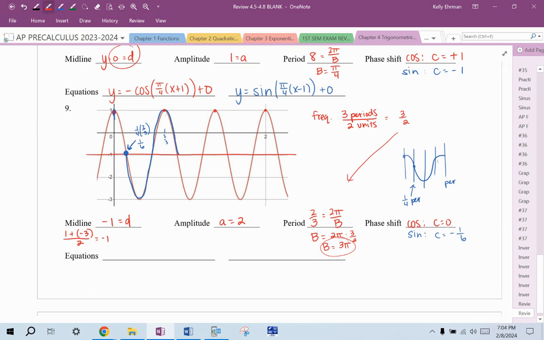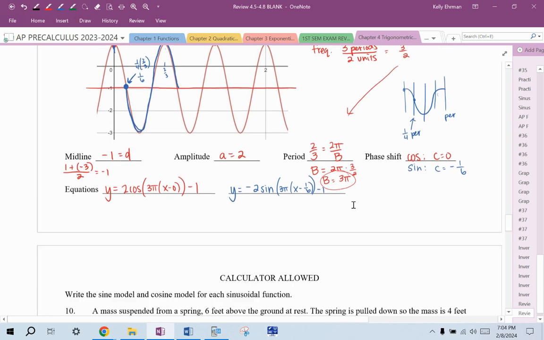Okay, what about the equations? Let's start with cosine. It's a positive cosine graph, so y equals 2 cosine of 3 pi times x minus 0, minus 1. And for the sine curve, this blue part is a negative sine curve, so y equals -2 sine of 3 pi times x minus 1/6, minus 1.